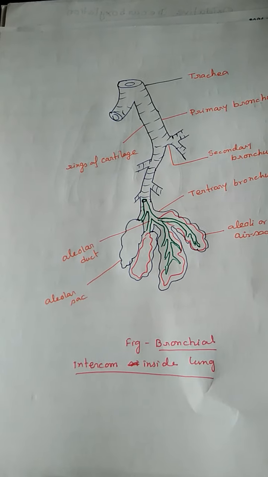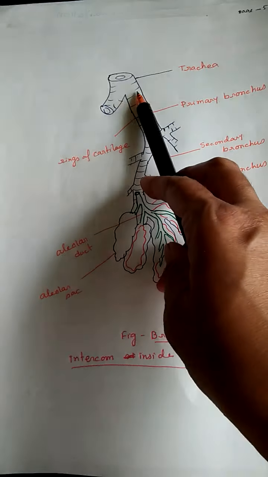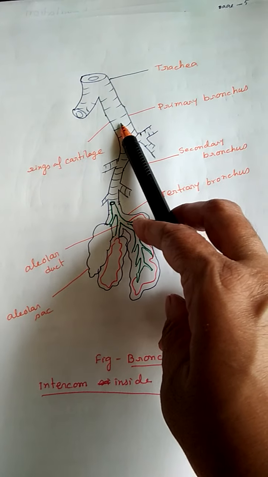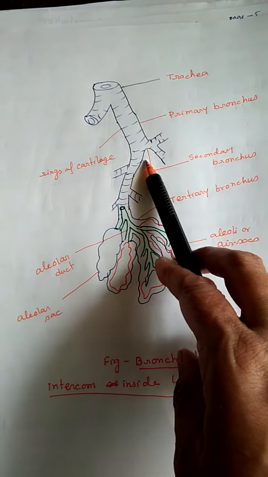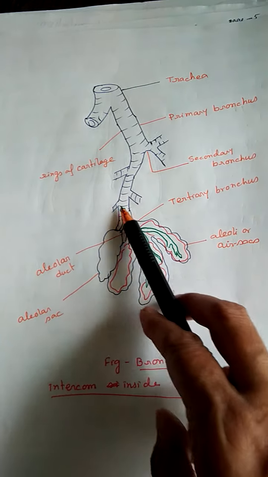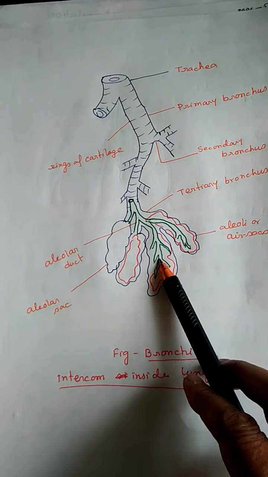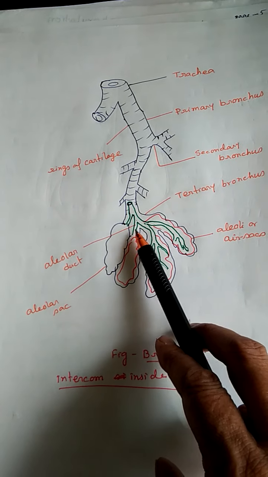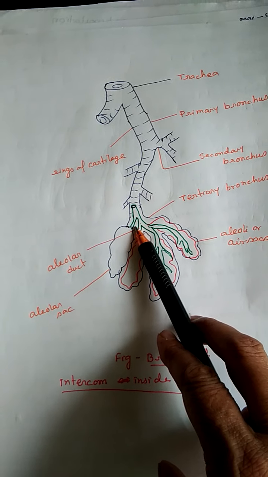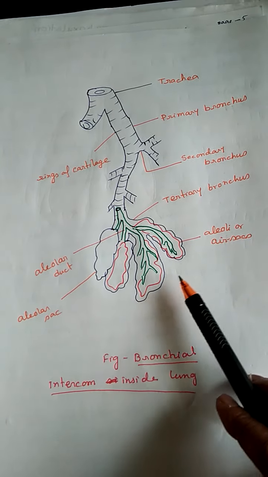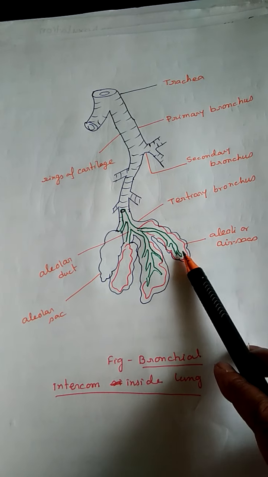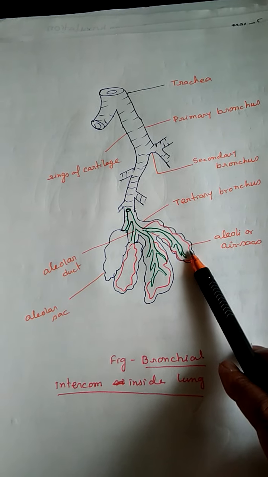So this is the bronchial part. So trachea, primary bronchus. This one is the secondary bronchus, and when it divides again, it forms a tertiary bronchus. These are the alveolar sacs. This small one is the alveolar duct, and these are alveoli or air sacs.